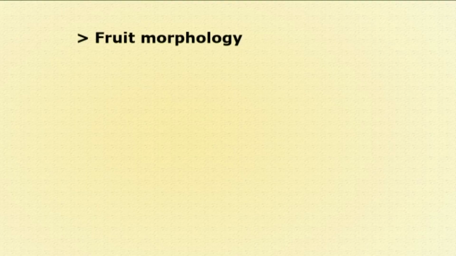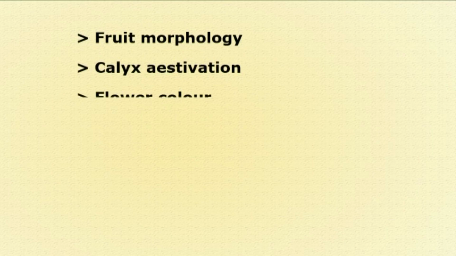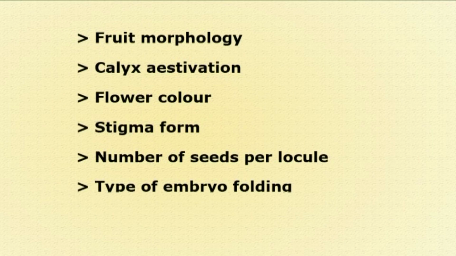The genera of Brassicoideae are very difficult to distinguish, and that's why they have been delimited into different tribes. This tribal delimitation is mainly based on characters like fruit morphology, calyx astuation, flower color, stigma form, number of seeds per locule, type of embryo folding, and the endosperm.